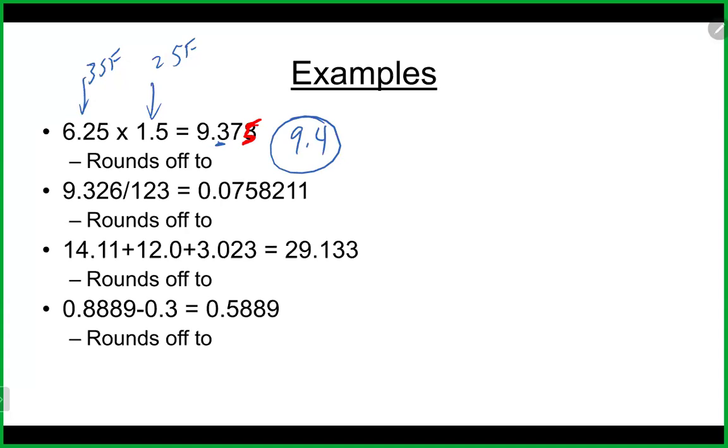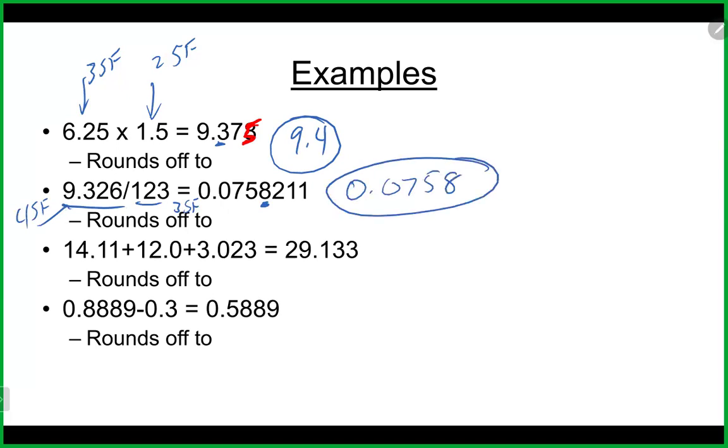Next, we are dividing. So again, we're looking at significant figures. That is 4 significant figures, and that is 3 significant figures. That means 3 significant figures is what we're looking at, which would take us to the 8. We look at the number next to it, which is a 2, so we're just going to drop it here, and we will end up with 0.0758. Once again, we cannot put the zeros in at the end, otherwise we have too many significant figures.